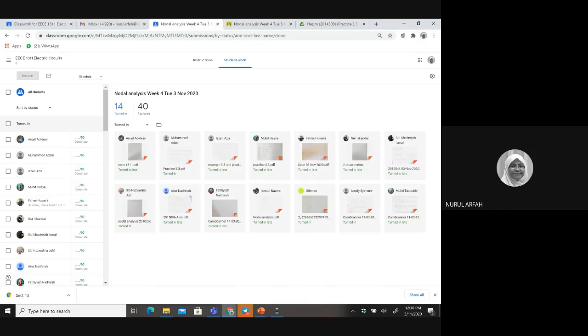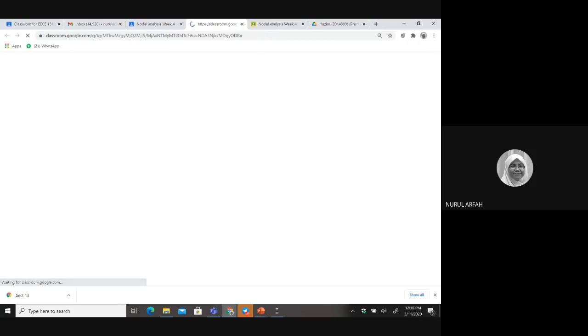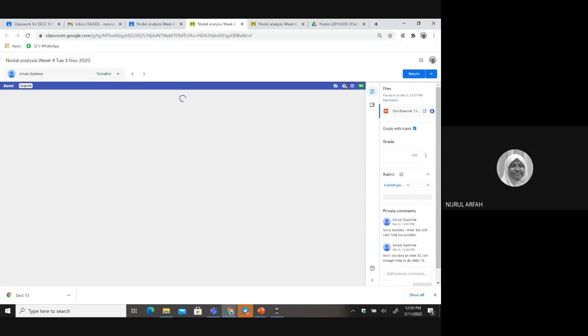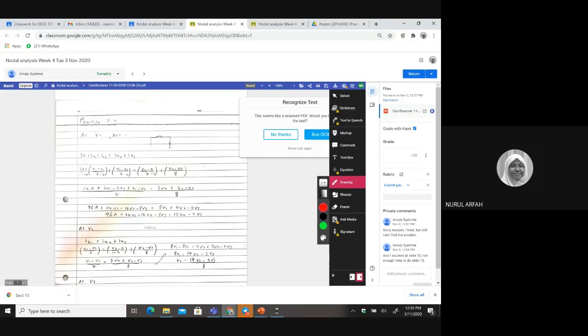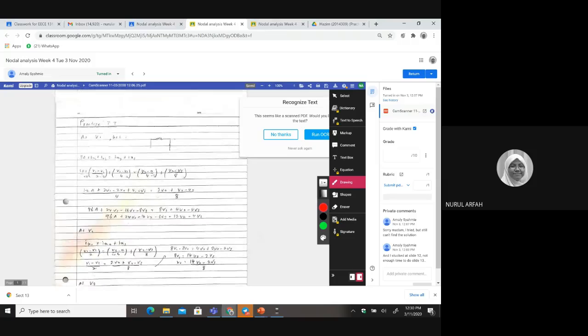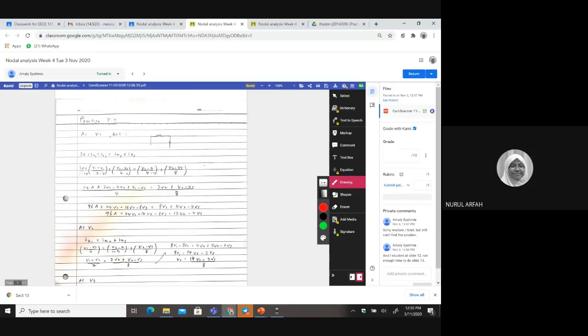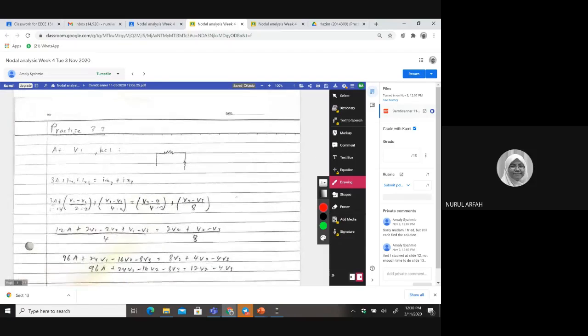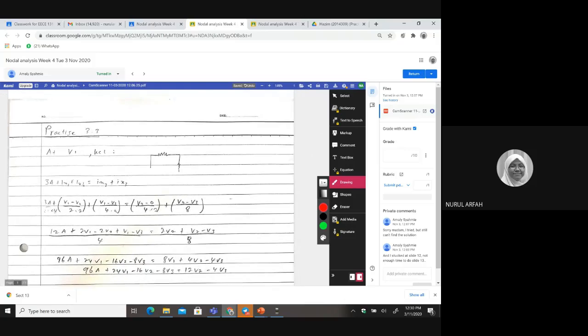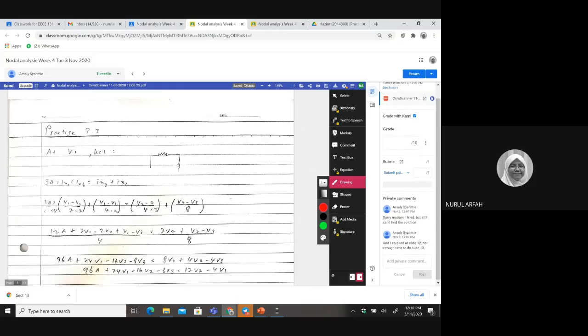Anyone here who has already done page number 12? Anyone? If anyone has, even though you just drew something very small, also can, no problem. Okay, we look at it, if you have, please say so.